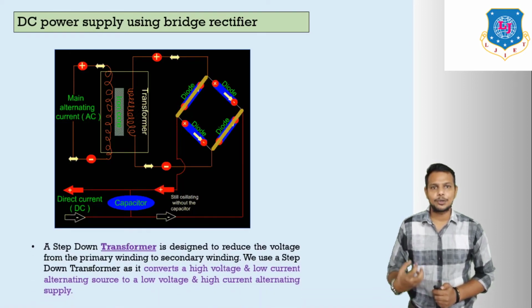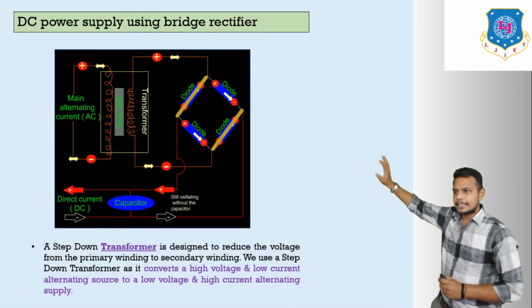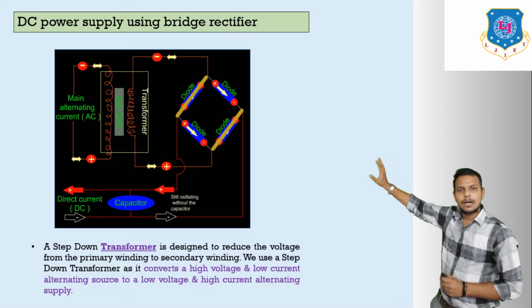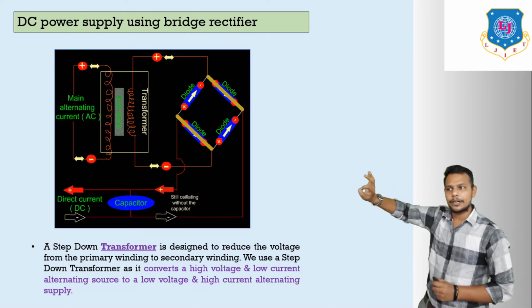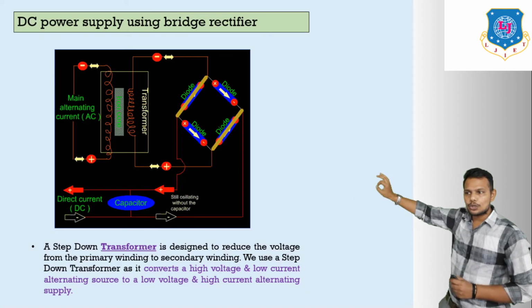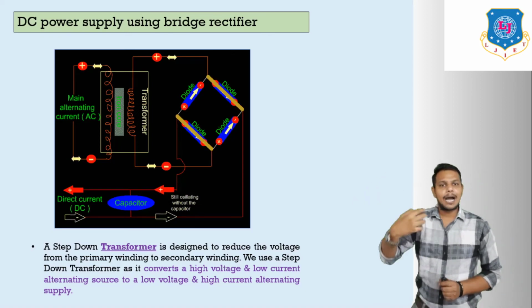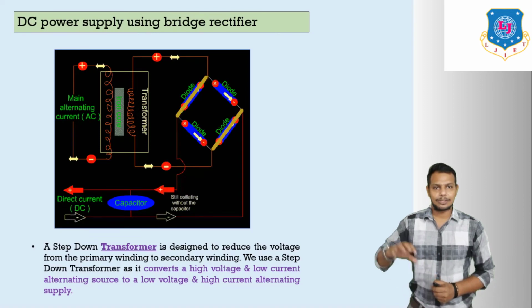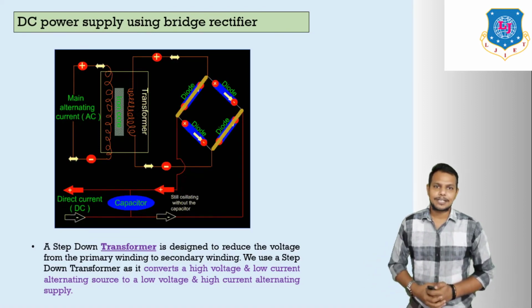Now here we are using a step down transformer because it converts a high voltage and low current alternating source to a low voltage and high current alternating current. So this is the reason why we are using a step down transformer here.